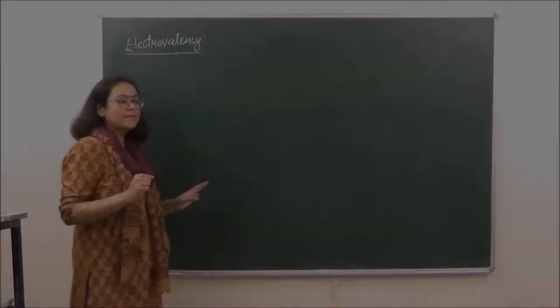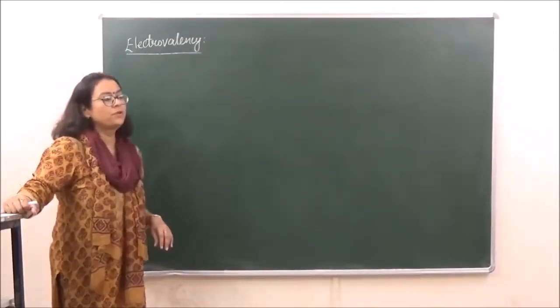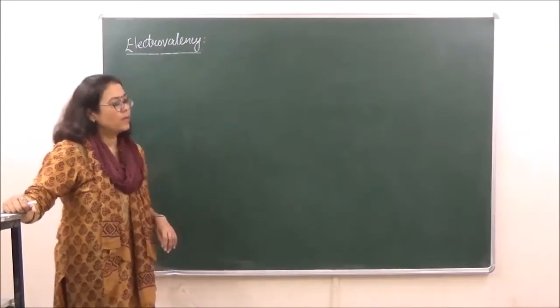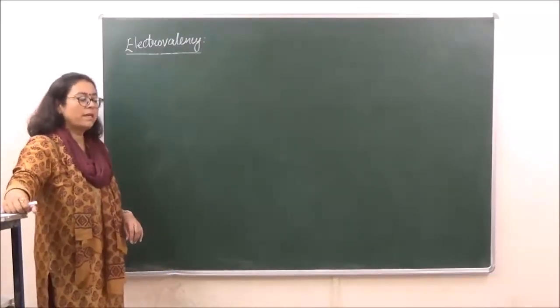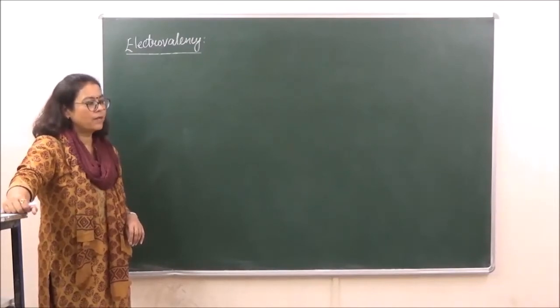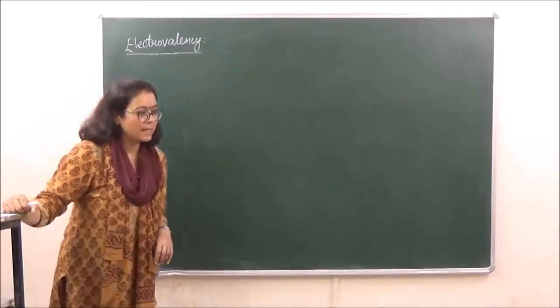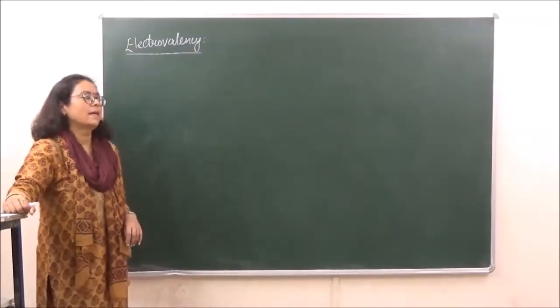Topic for today is electrovalency. In the previous class, what did we do? We have done the electrovalent bond or the ionic bond. And we know that an ionic bond is formed by transfer of electrons, which means that there are two types of ions which are formed. One is the cation and the other one is the anion.